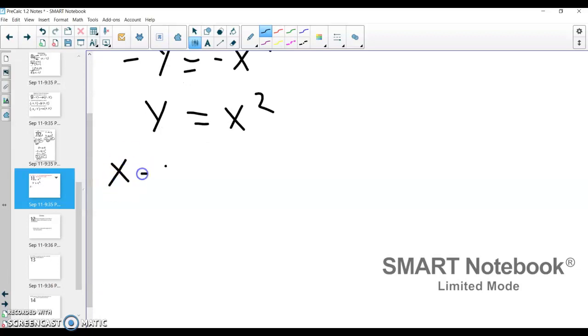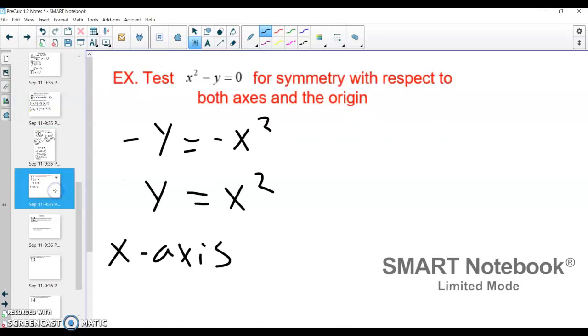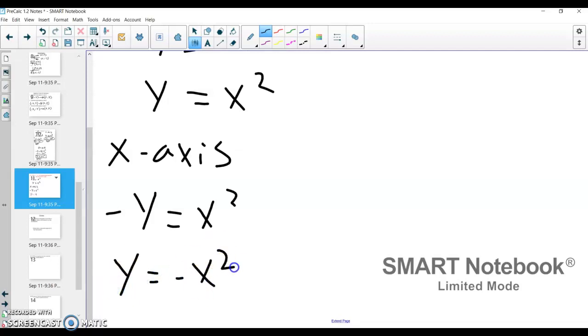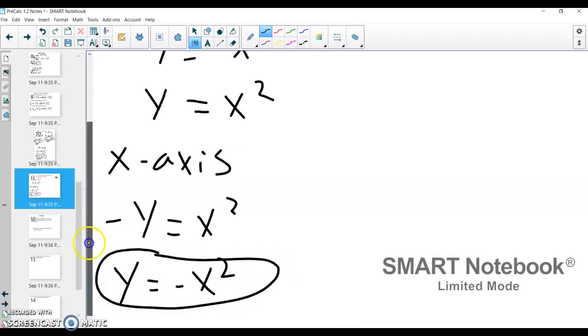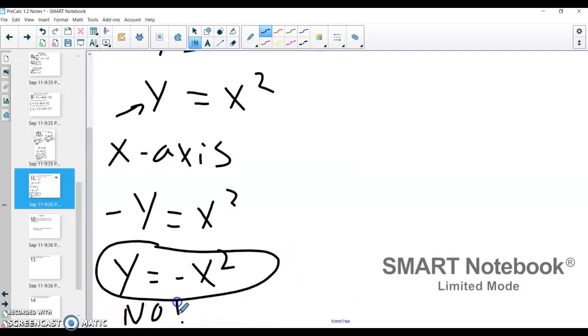First thing is about the x-axis. For the x-axis, you are going to plug in a negative y and a positive x, and see what happens. Plugging in our negative y, we get negative y equals x squared. Divided over, you get y equals negative x squared. That is not the same as the original equation, and so that is no to x-axis symmetry.